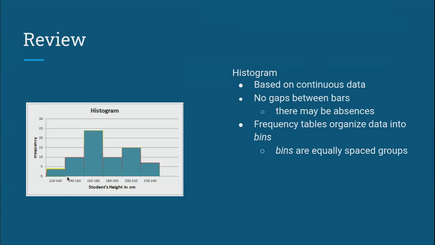So therefore, in this bar, 15 students are between 200 centimeters tall and 219 centimeters tall. All we know is that there are 15 people in here. We don't know if they are 210 centimeters, how many are 215 centimeters, how many are 211 centimeters. We don't know. All we know is between 200 centimeters and 219 centimeters, there are 15 students.